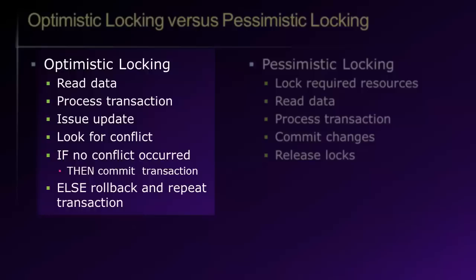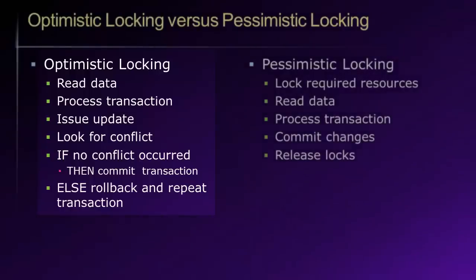If no conflict has occurred, we then commit the transaction and make our requested changes permanent. They then become a permanent part of the database. Otherwise, if some sort of conflict did occur, then we initiate a rollback, we undo all of the steps of our transaction, and we try to repeat the transaction again until it ultimately succeeds without a conflict.